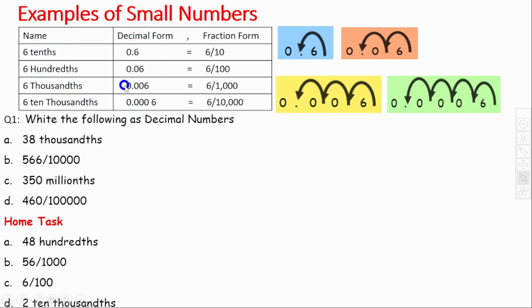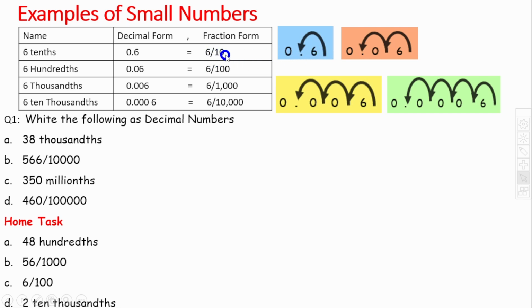So when you have decimal form, it's always very nice for you to convert it to fractional form. Then you name it accordingly. It's very easy. Also, you can have it in fractional form and convert it to decimal. All you have to do is, first of all, write down the 6.